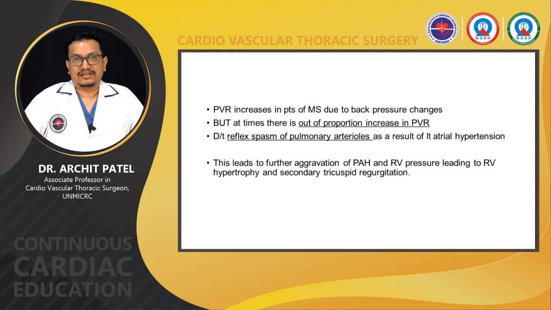Pulmonary vascular resistance increases in patients of MS due to back pressure changes, but at times there is an out of proportion increase in PVR due to reflex spasm of pulmonary arterioles as a result of left atrial hypertension. This leads to further aggravation of PH and RV pressure, leading to RV hypertrophy and secondary TR.